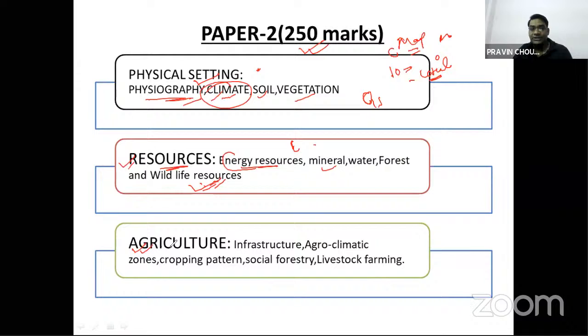The third one is your agriculture, where you study about the infrastructure and agriculture backwardness. By reading this topic in detail, you will have an idea about the reasons behind agriculture backwardness and what strategy the government is following for the welfare of the farmers. So agroclimatic regions, cropping pattern, you know, different patterns of crops, kharif, zaid, or rabi crops, social forestry, livestock farming. Everything you will study in agriculture. These are the important subtopics of optional paper 2.